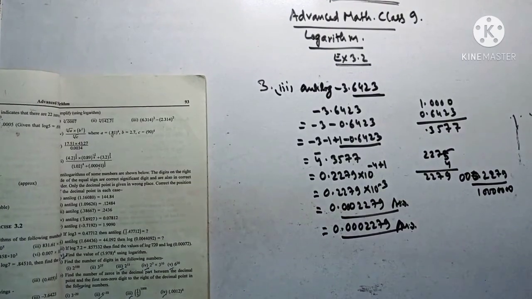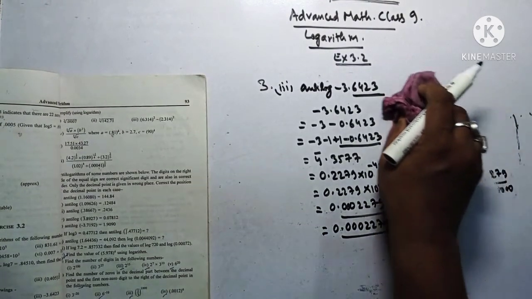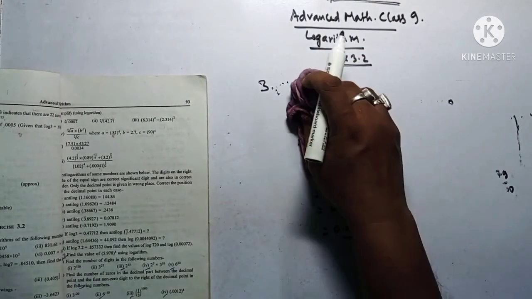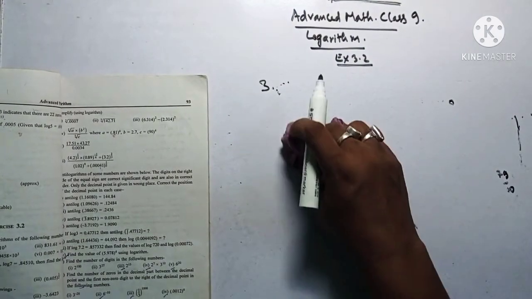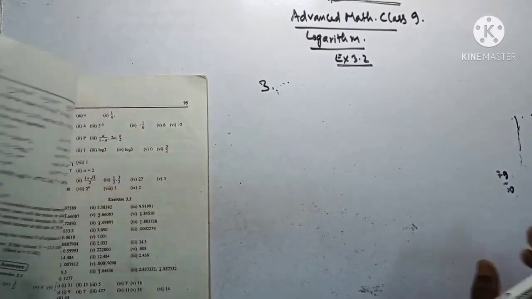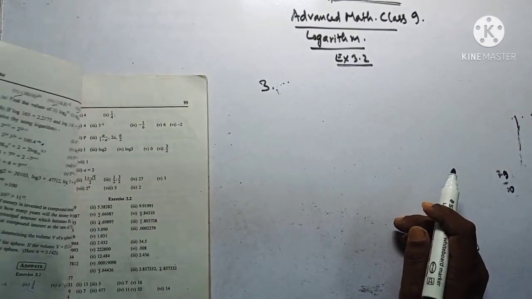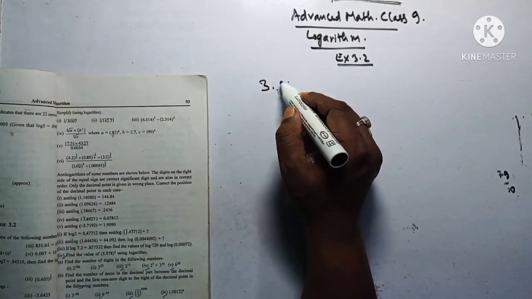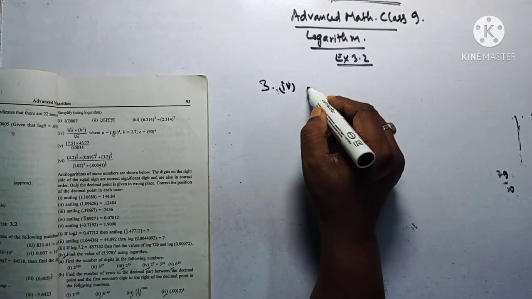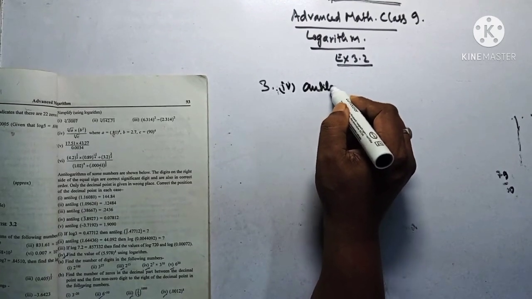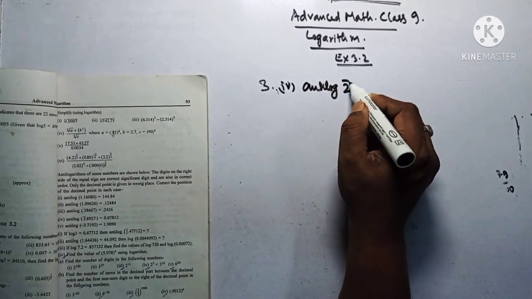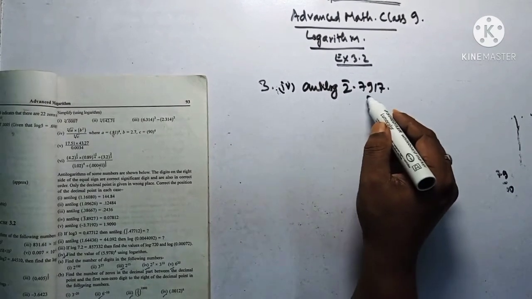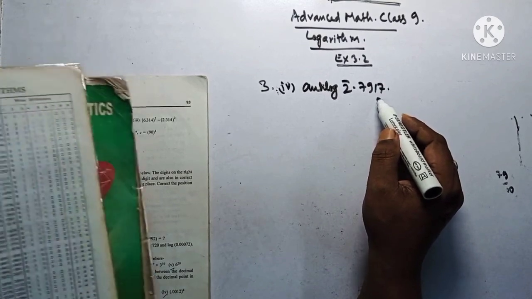Now I am going to question number 4. See question number 4. Your question number 4 is anti-log of 2 bar 0.7917. So here again, after the decimal places, you have to calculate.